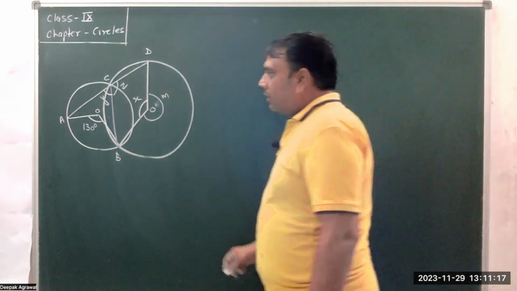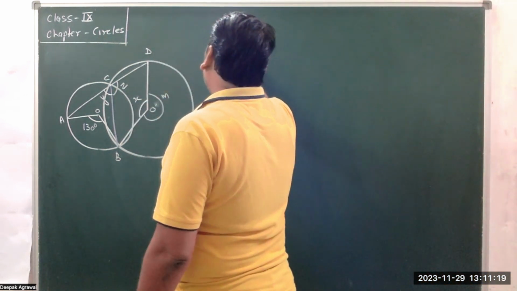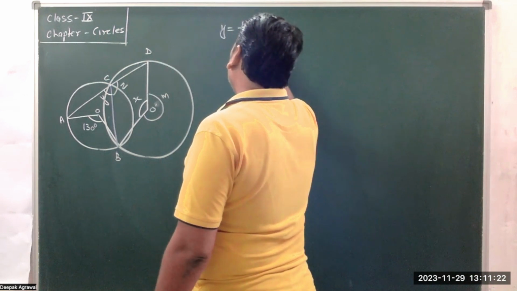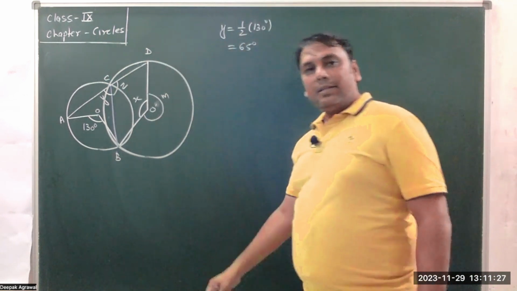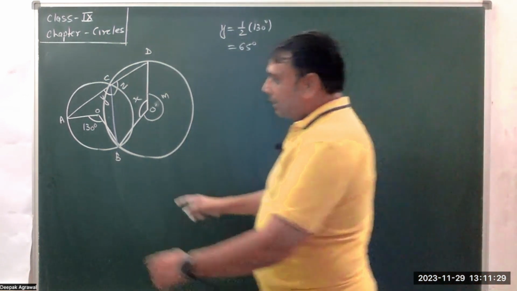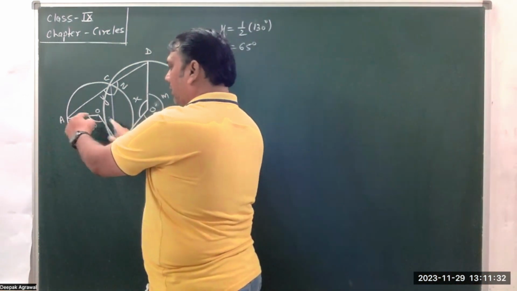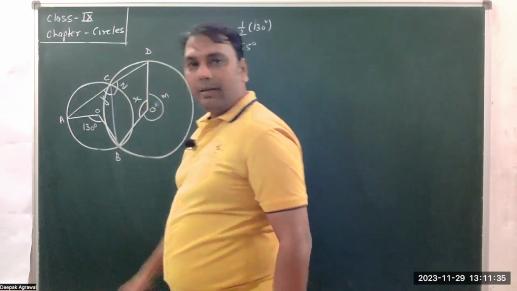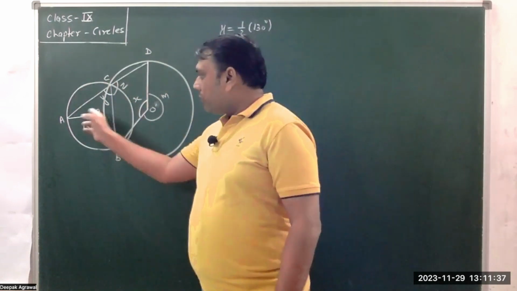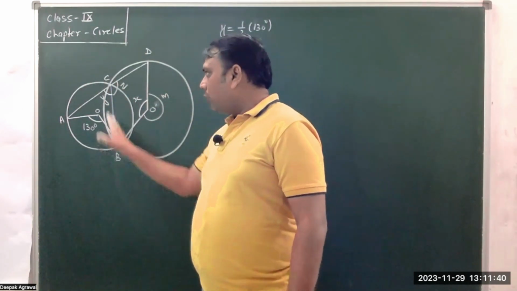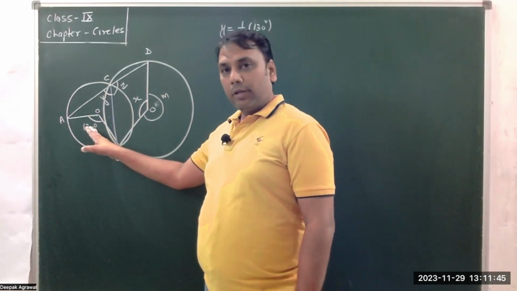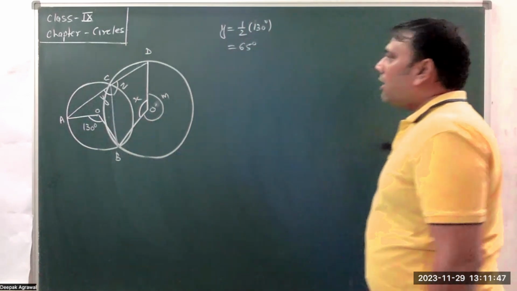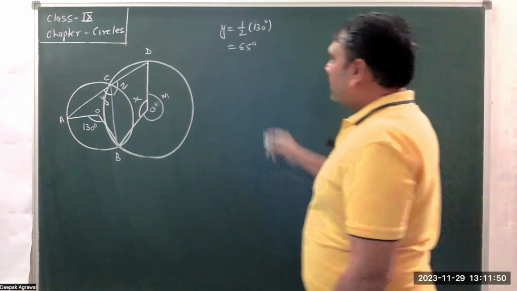So first of all, in the smaller circle, y is equal to half of 130 degrees. That comes out to be 65. Why is y half of 130? Angle subtended by an arc at the center is twice the angle subtended by it at the remaining part of the circle. तो सेंटर पे एंगल कितना बनाया था AB ने 130, तो AB सर्कल पर एंगल कितना बनाएगा 130 का हाफ, क्योंकि सेंटर वाला एंगल डबल होता है. So y is coming as half of 130, that is 65.